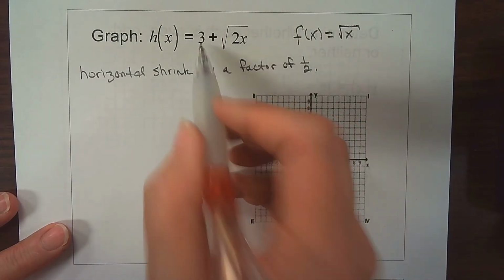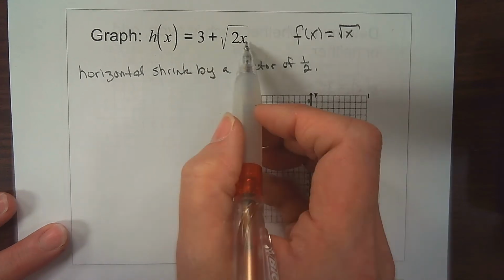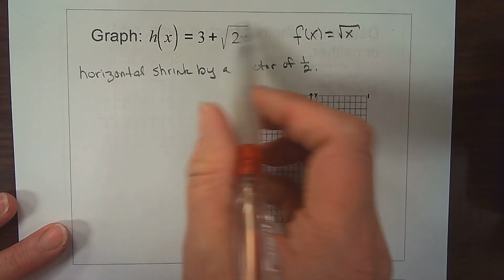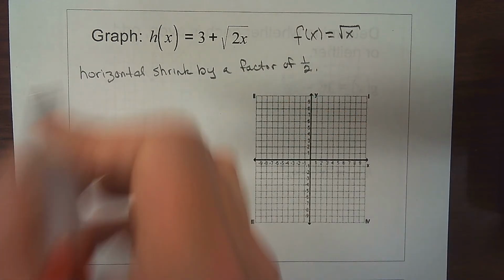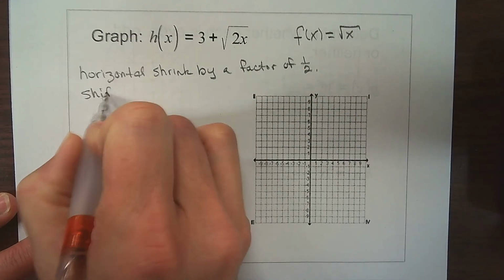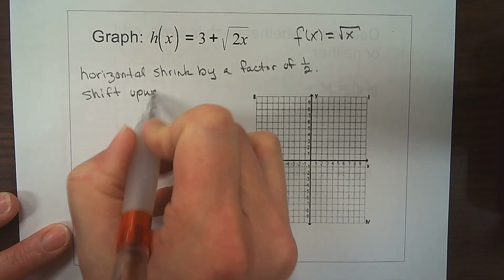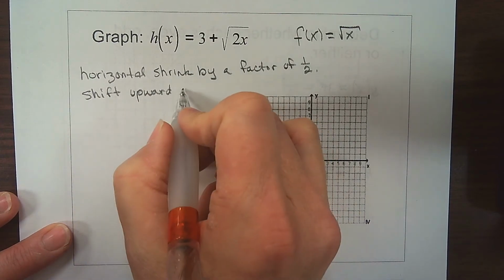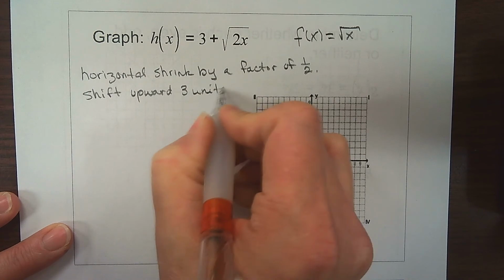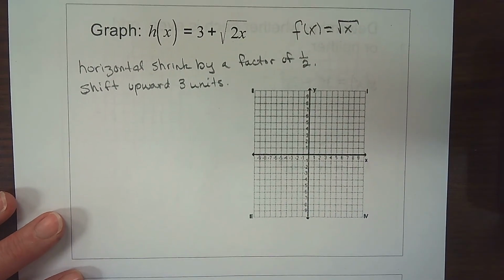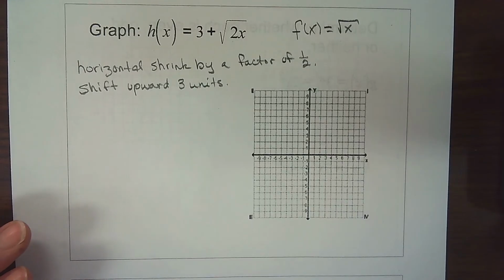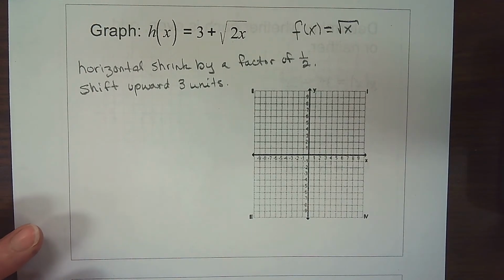After that, I also have this 3 being added, and it's not being added to the x prior to the rooting. It's happening after the rooting, after the parent function is applied. So that is a shift upward 3 units. Shift up 3 units.